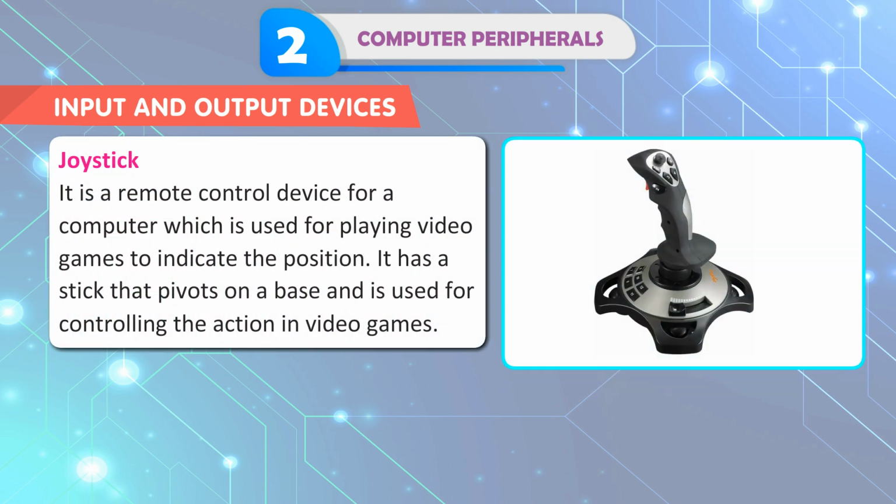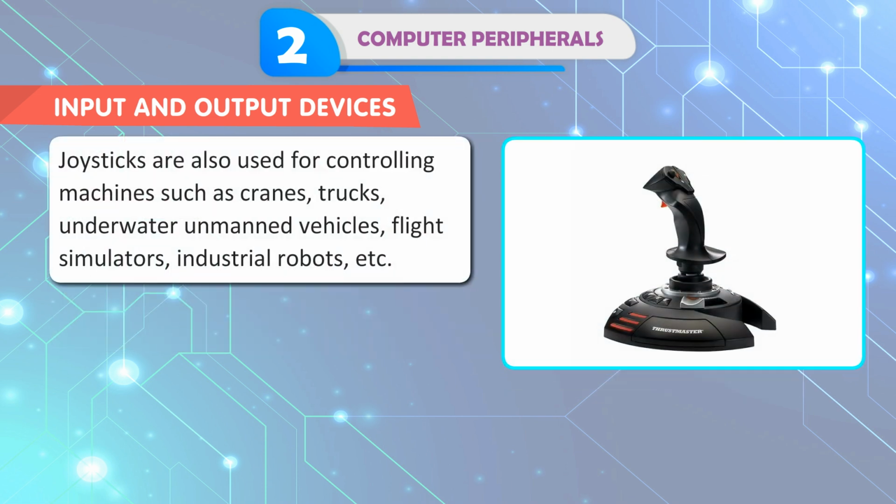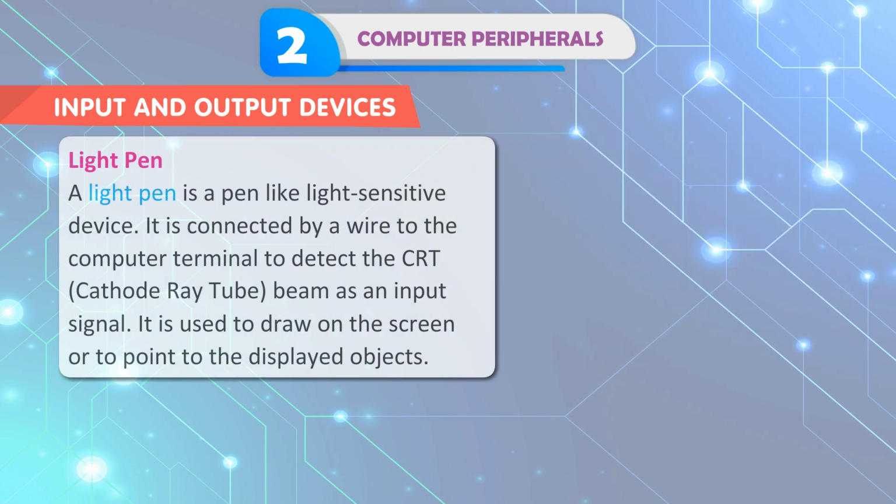Joystick. It is a remote control device for a computer which is used for playing video games to indicate the position. It has a stick that pivots on a base and is used for controlling the action in video games. Joysticks are also used for controlling machines such as cranes, trucks, underwater unmanned vehicles, flight simulators, industrial robots, etc.